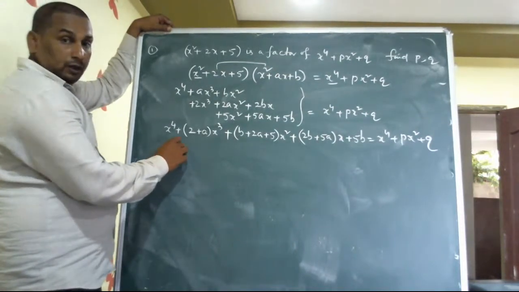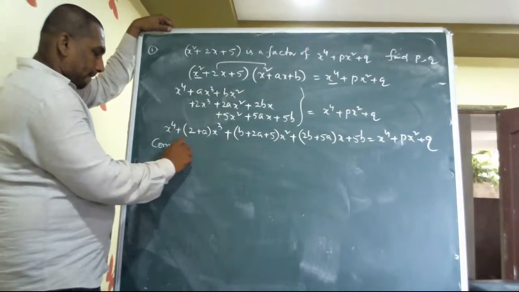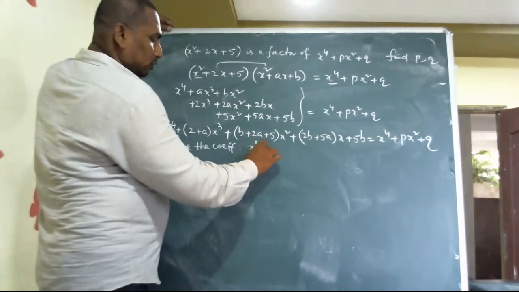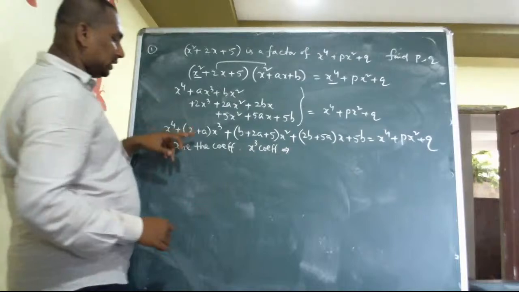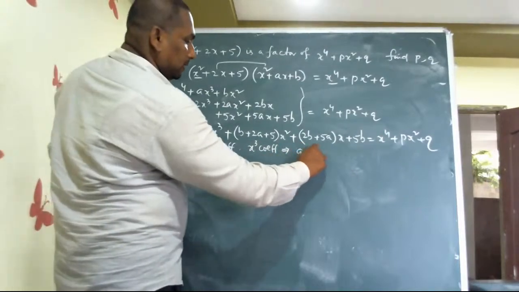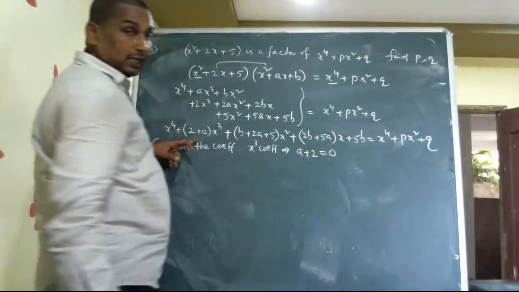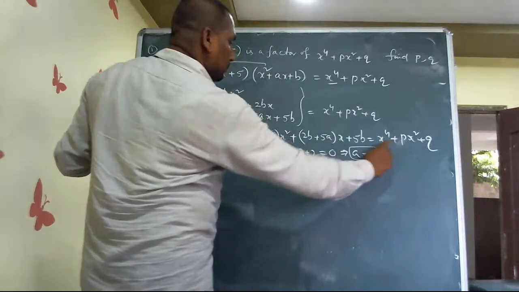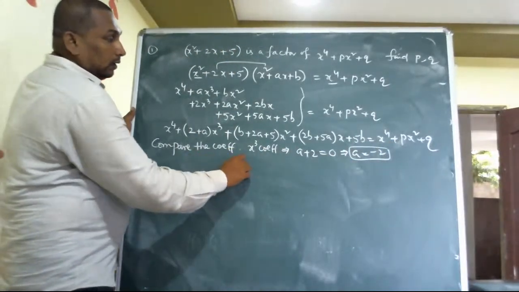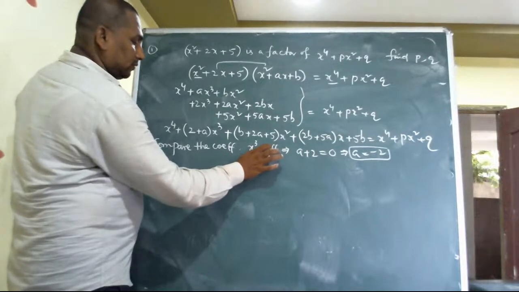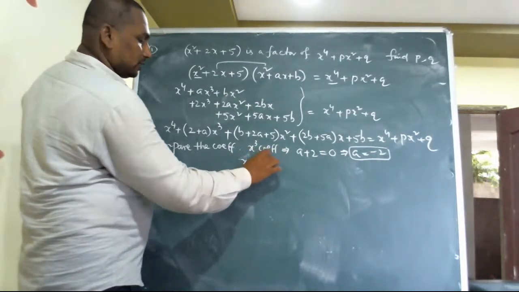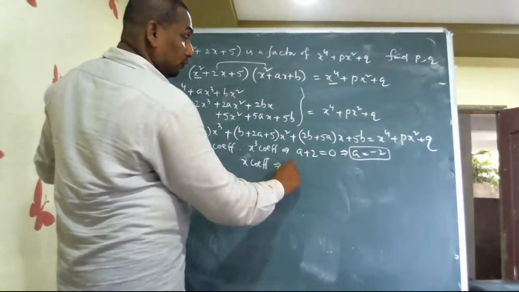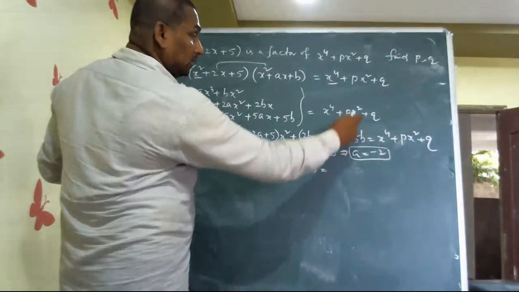Right. Now see. Compare the coefficients. x cube coefficient. What is the x cube coefficient in LHS? a plus 2. Here there is no x cube coefficient, so consider it as 0. Then we get a is equal to minus 2. Otherwise, we'll take the x coefficient first. What is the x coefficient? Here 5a plus 2b. Here there is no x coefficient, so 0.